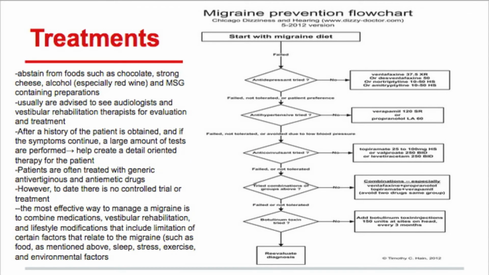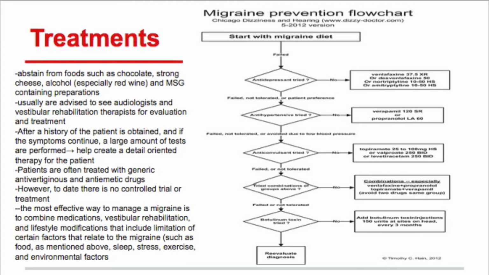So there's not a single treatment for vestibular migraine yet, but if you are experiencing vestibular migraines, you probably have to abstain from foods such as chocolate, strong cheese, alcohol, especially red wine, and MSG-containing food. You're also advised to see an audiologist and a vestibular rehabilitation therapist for evaluation and treatment. They will collect the history of your genetics and family, and if the symptoms continue, there would be a large amount of tests so they can generate a detail-oriented therapy for you.